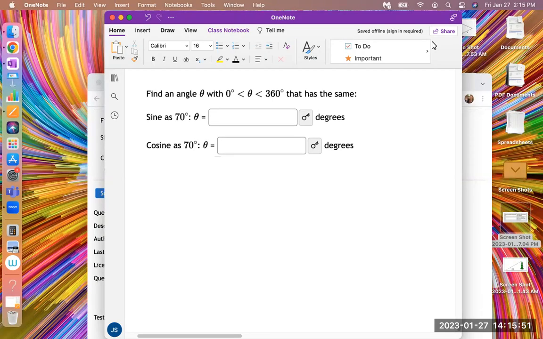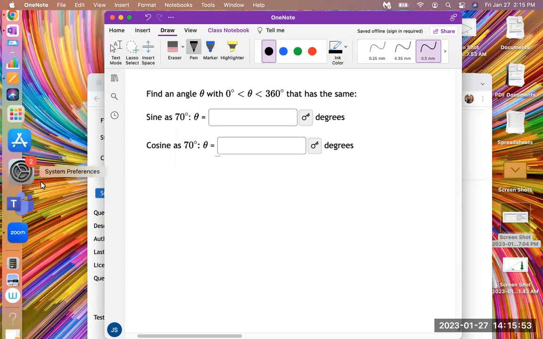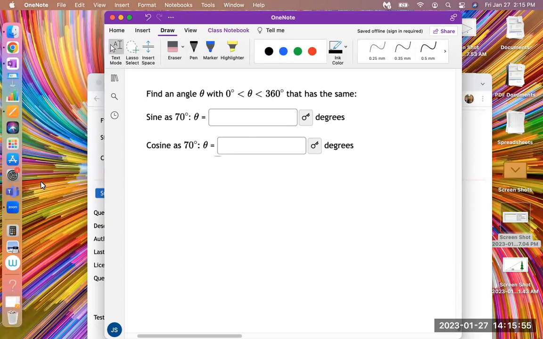So I'm doing this problem to help you find reference angles. It says find an angle theta, between 0 and 360, that has the same sine as 70 degrees. So really, if we want an angle to have the same sine as 70 degrees, it has to create the same triangle when we draw a line down to the x-axis.